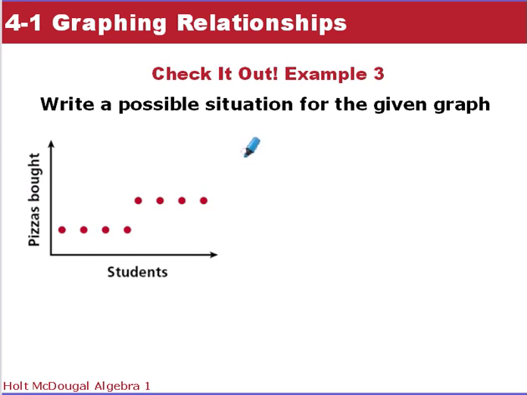Now it's your turn to write a possible situation for the given graph. This graph here is a discrete graph. The dots are not connected, so keep that in mind when you're coming up with your possible situation. Also, pay attention to how your axes are labeled. We have students and pizzas bought. Pizzas are dependent on the number of students.